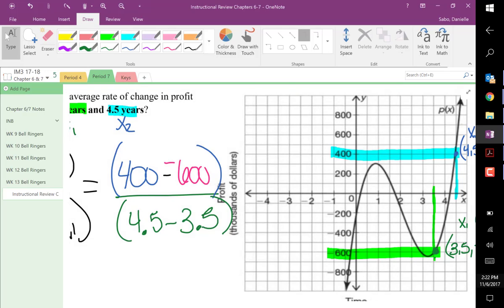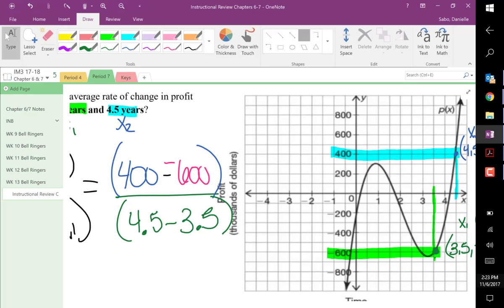So you type it in left to right. You type it in parentheses 400 minus a negative 600. Unless you know to change it right away to positive, that's fine. But minus a negative 600, close up the parentheses. This guy means divide. Divided by 4.5 in parentheses minus 3.5. I put parentheses in the formula so that when you plug it in the calculator, you don't have any issues.